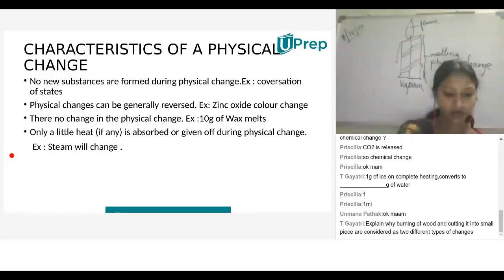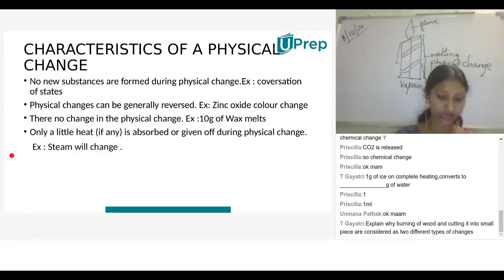Ma'am, in case of burning of wood, we get a new substance. A new substance is formed, that is ash. But when we cut the wood into pieces, it remains the same wood. No change of state occurs. So that is a physical change, and burning of wood will be a chemical change. Very good.